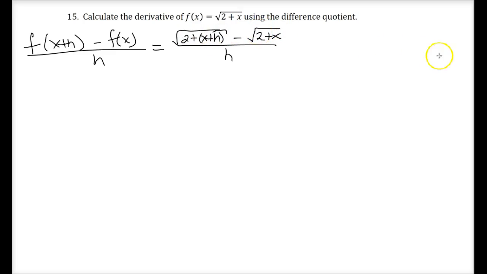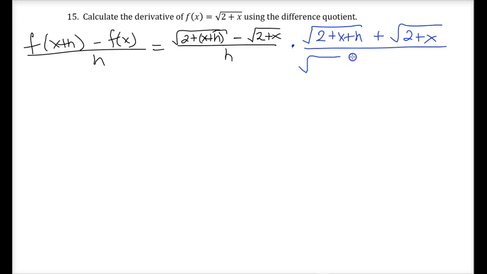So we're going to multiply this expression by the conjugate radical, basically multiplying by 1 and doing it as the square root of all this plus the square root of that. So we say the square root of 2 plus x plus h, and now instead of minus, we say plus. We do the same thing in the denominator, so we just copy the same thing and put it down here.